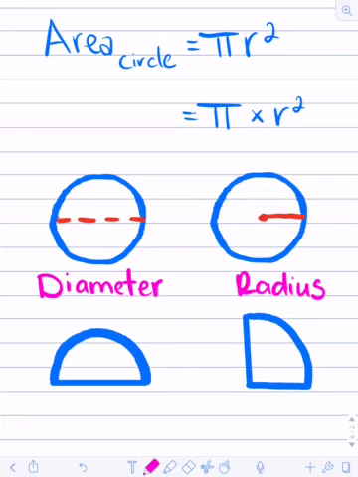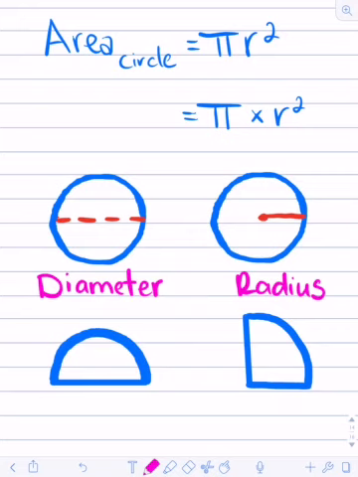Now the trick here is that if they give you diameter, in order to get to radius, we just half it. So if the diameter was 6, the radius will be 3. If the diameter was 8.4, the radius would be 4.2, etc.